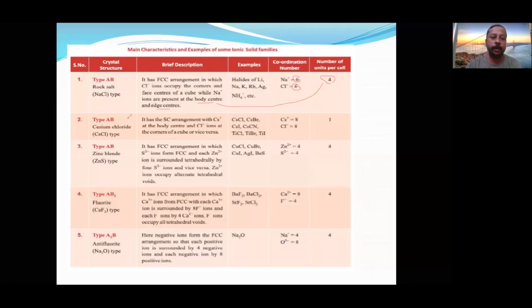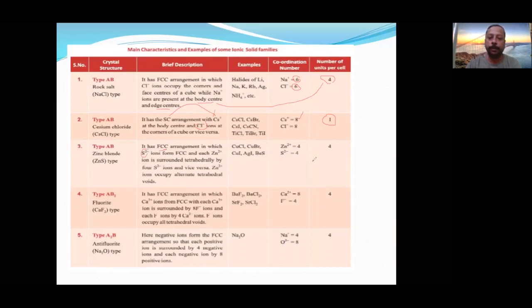Then the cesium chloride type. In cesium chloride, simple cubic is formed by the cesium plus ions, and the body center is occupied by Cl minus. So the number of lattice points per unit cell is 1. The body center of simple cubic has a coordination number of 8. In the same way, zinc blende: FCC by S2 minus, and examples are CuCl, CuBr.